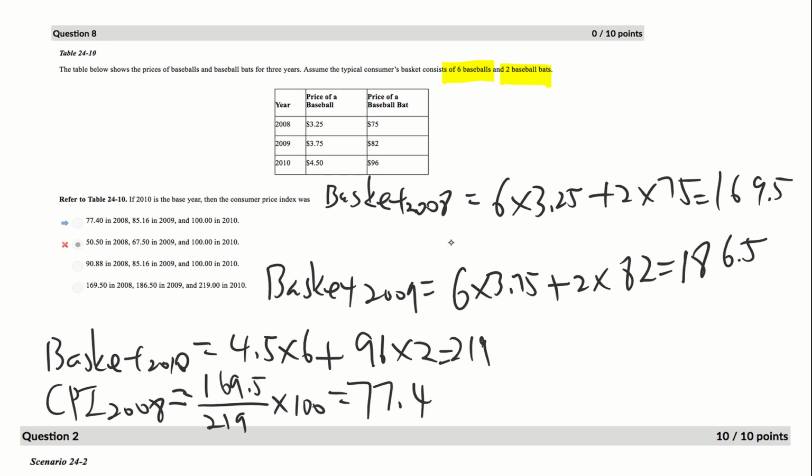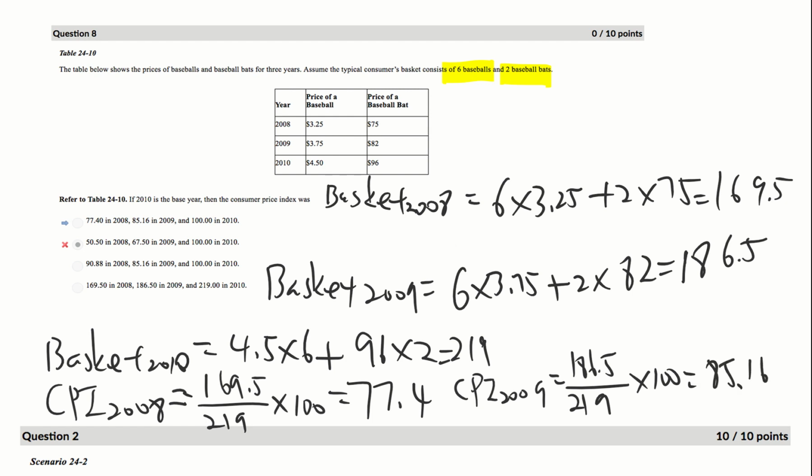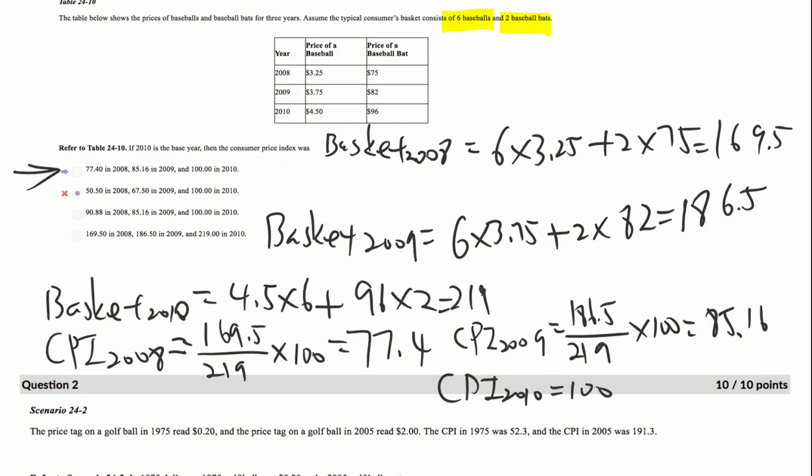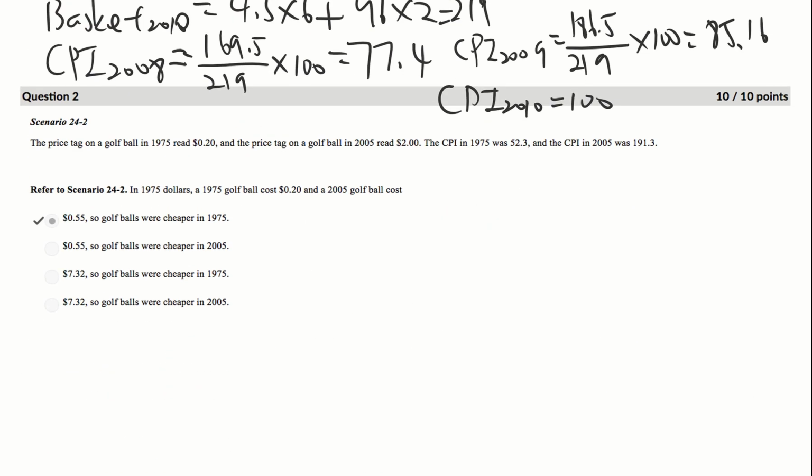So this is 77.4, and then CPI for 2009 equals 186.5 over 219 times 100. That's 85.16. And then CPI for 2010 is just going to be 100, because CPI for any base year is always 100. Okay, so the answer is going to be here. All right. Okay, so next question.